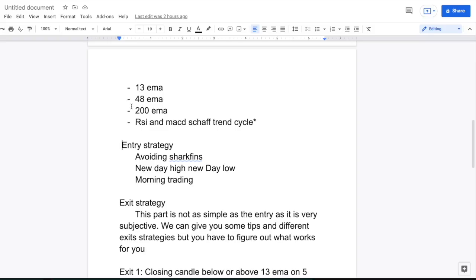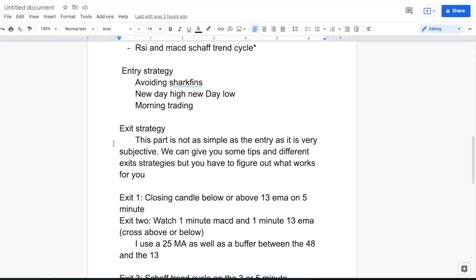So the first one is going to be a closing candle above or below the 13 EMA on the 5-minute. Now, it's above or below depending on if you're trading calls or puts. If you're trading puts, a closing candle above the 13. If you're trading calls, a closing candle below the 13 EMA.